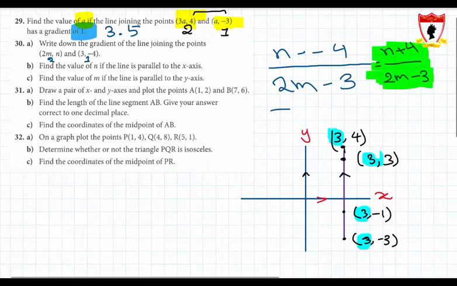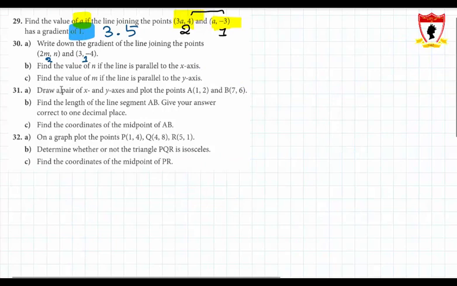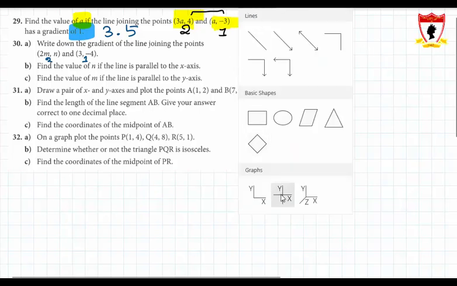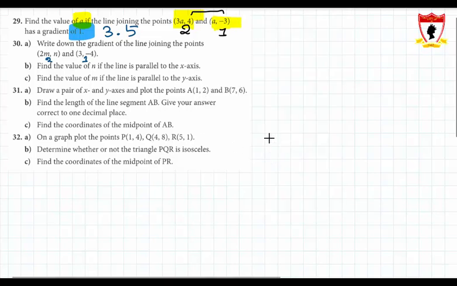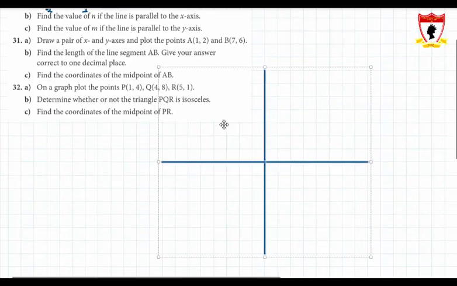Now question 31. Draw a pair of x and y axes and plot the points A, B. Find the length of the line. This is a very good question. How can we find the length of a line between any two points on the xy axis? Then let's draw the xy axis. Okay, this is enough. Now let's plot these points.